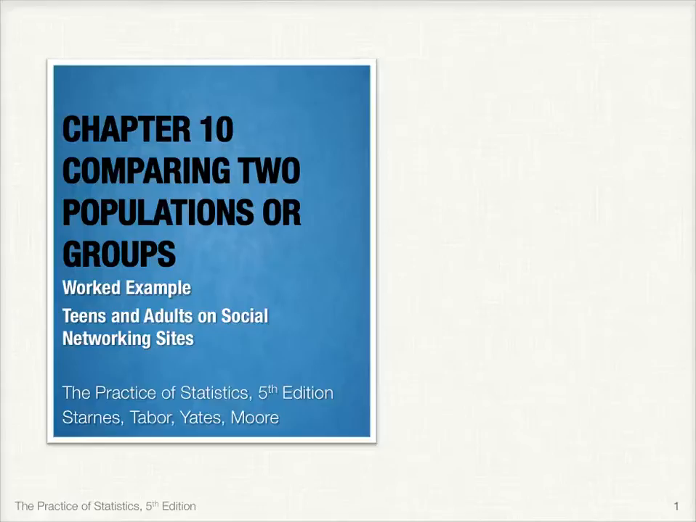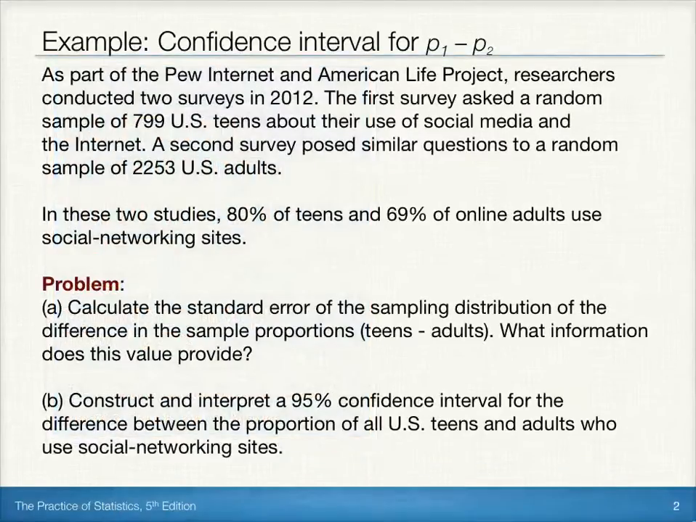In this example, we'll construct a confidence interval for the difference of two population proportions. As a part of the Pew Internet and American Life project, researchers conducted two surveys in 2012. The first survey asked a random sample of 799 U.S. teens about their use of social media and the internet. A second survey posed a similar question to a random sample of 2,253 U.S. adults. In these two studies, 80% of teens and 69% of online adults use social networking sites.